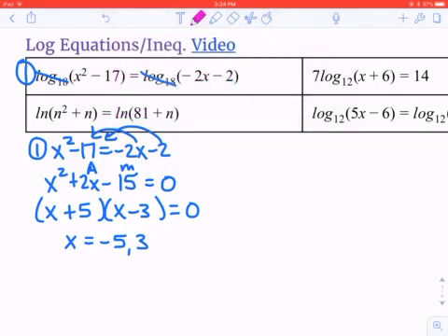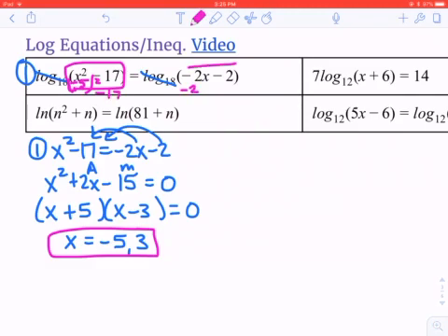But we need to check our answer because we do have a log equation and we can't take the log of a negative. So we need to make sure x squared minus 17 would stay positive if x is negative 5 or 3. So if we plug in negative 5 and we square it and we subtract 17, that would be okay. And in the second part of our equation on the right hand side, if we do negative 2 times negative 5 minus 2, that would give us 10 minus 2, and that would also be positive. So negative 5 checks out.